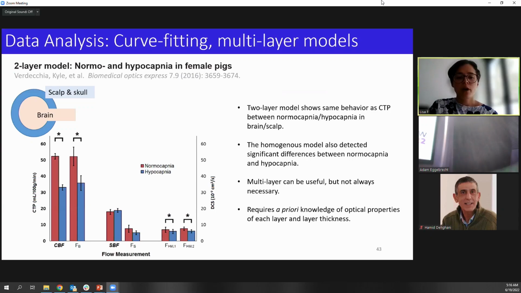The reason I wanted to bring up this study was to show that multi-layer models are better descriptions of reality, but they're not always necessary. The reason why you might want to use a homogeneous model is that it's a simpler model, which means it's simpler to implement, and it doesn't require the a priori knowledge of optical properties of each layer and the layer thickness that is required when applying these multi-layer models.